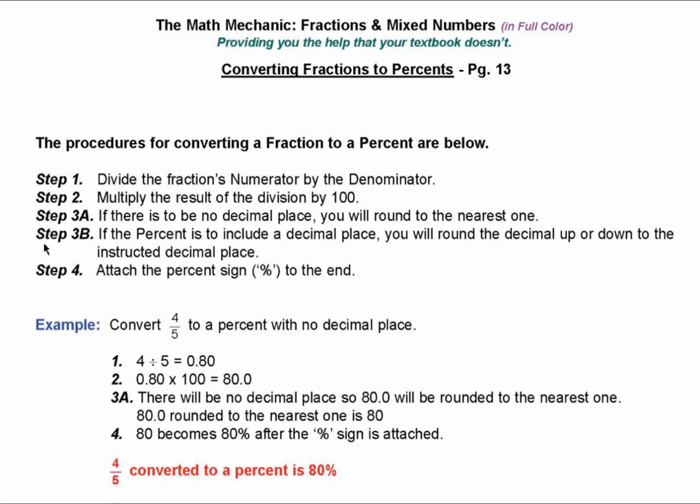The other option is step 3b. If the percent is to include a decimal place, you will round the decimal up or down to the instructed decimal place. Step 4. Attach the percent sign at the end.